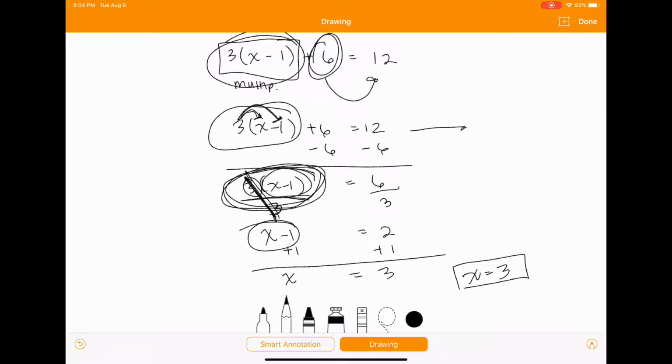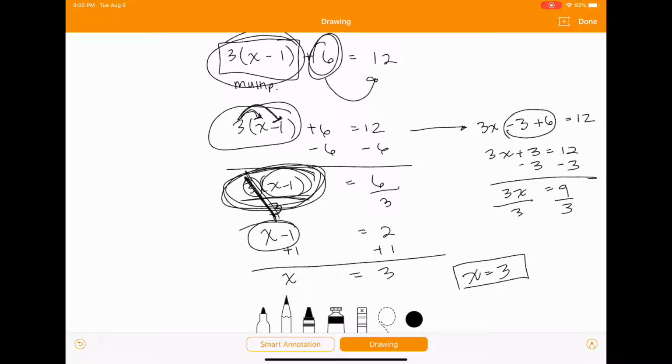So if we did that, we'd end up with 3x minus 3 plus 6 equals 12. We'd go ahead and combine these terms here. So 3x plus 3 equals 12. Subtract 3 from both sides. 3x equals 9. And then you're going to divide by 3 on both sides. So x equals 3. So again, you're going to get the same answer either way. Whichever method you're more comfortable with, go ahead and use that method.